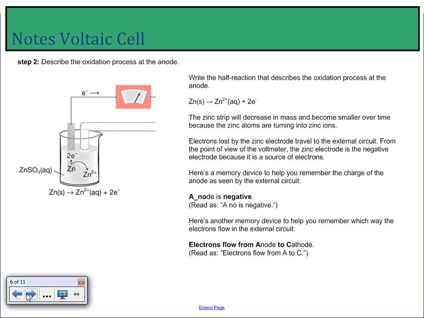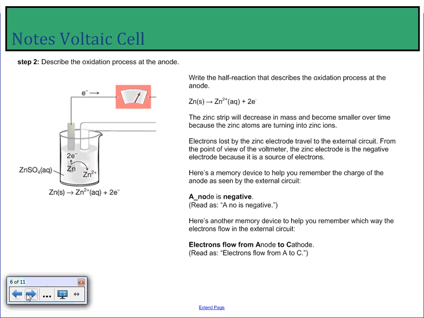Electrons lost by the zinc electrode travel to the external circuit. From the point of view of the voltmeter, the zinc electrode is a negative electrode because it is the source of the electrons. Here is a memory device to help you remember the charge of the anode as seen by the electrical circuit: anode is negative. Again, there is a red cat, or rather, anode is negative.